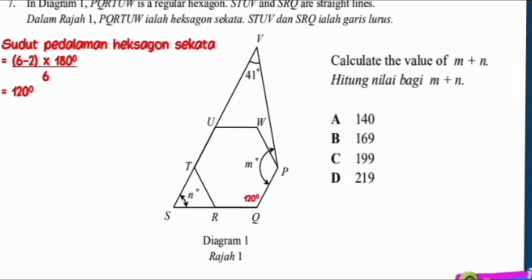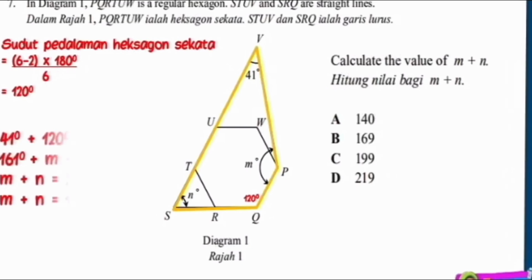Alright, so now we need to calculate the value of m plus n. So now let's focus on the yellow line. I'm going to highlight the diagram using the yellow line. Can you see that? So we will work out the diagram part by part. Okay, we just add all the angles first.